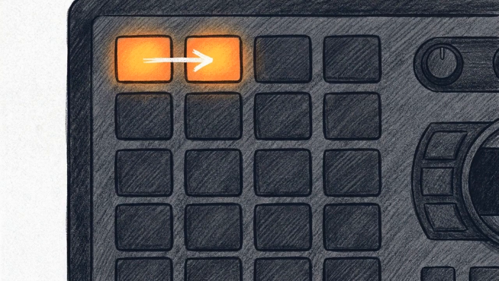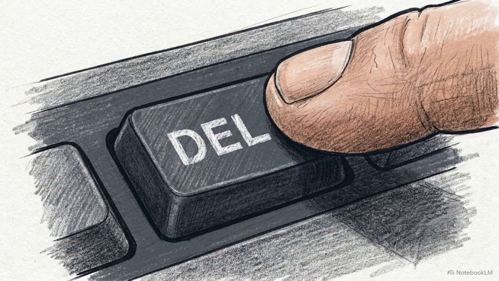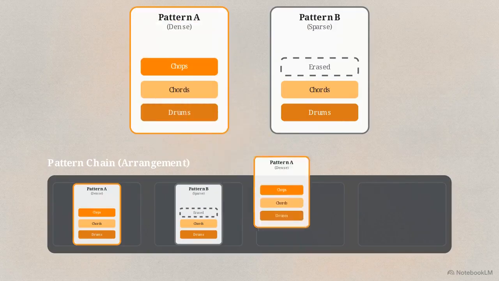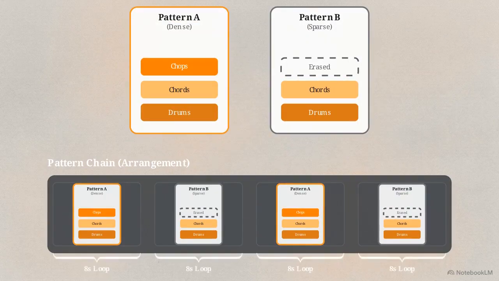Once you have a groove you like, you can duplicate that layered pattern over to an entirely new pad. On this duplicated pattern, use the Erase function to remove your live sample chops. This leaves you with a full, dense pattern and a stripped-back verse section. Chaining these alternating dense and sparse patterns builds a dynamic song structure from a simple 8-second loop.